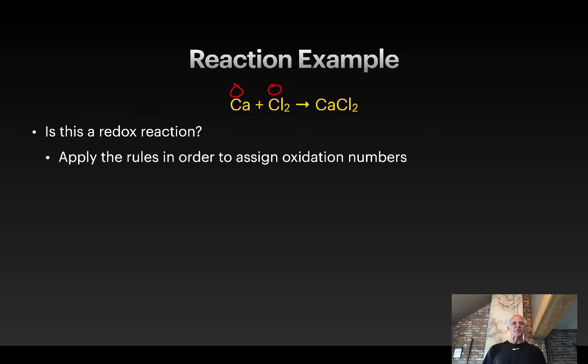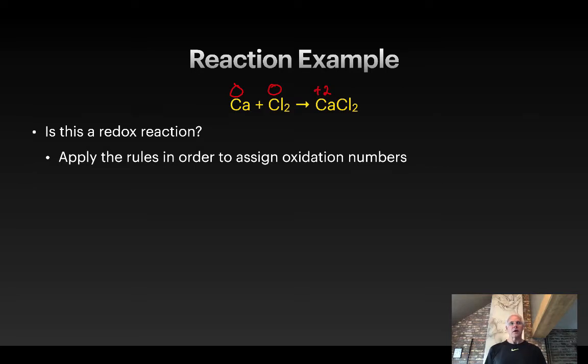Okay. Do we have any oxygen in a compound? No. Do we have any hydrogen in a compound? No. Do we have any monatomic ions? No, we don't have those. Do we have any group 1A elements in a compound? Nope. Do we have any group 2A elements in a compound? Yes, we do. We have calcium. Calcium is in a compound in the product, so we're going to assign that a +2.